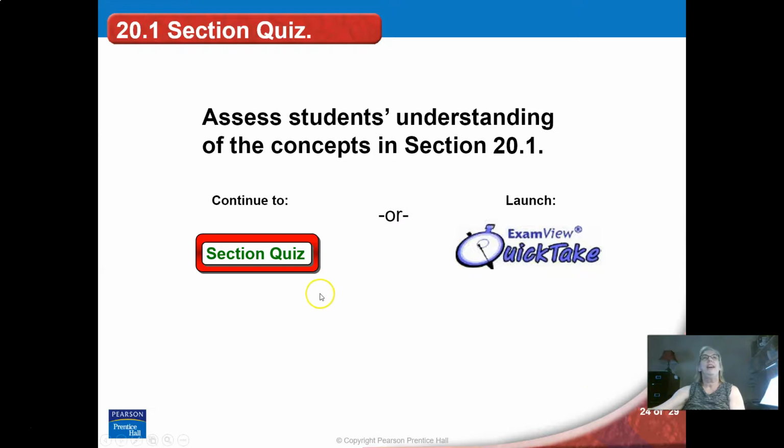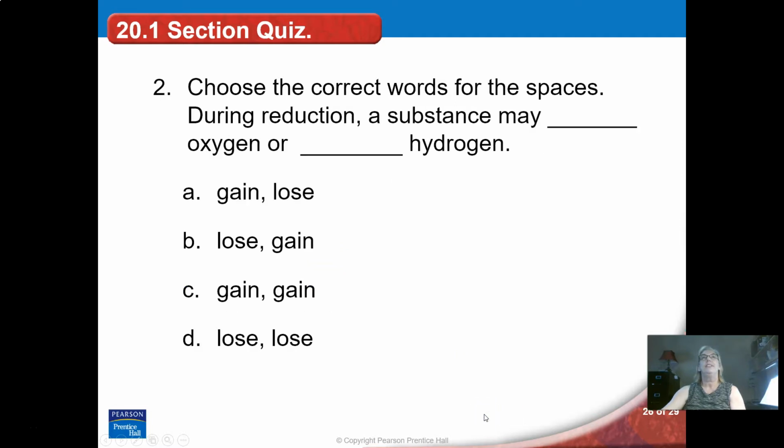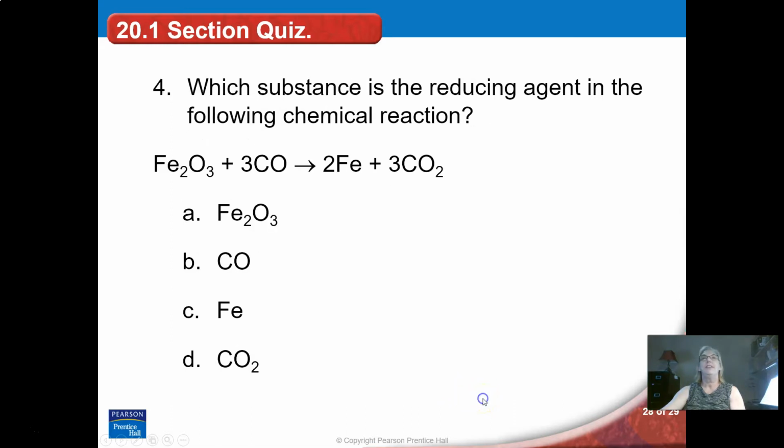So let's see what you got out of this section. Choose the right words, and pause me if you need to, and let's see if you can figure this out. Okay, so the answer is that. Next question. During reduction, what's happening? So there you go for that one. The element that donates electrons, this one I'm not so concerned about, so I'm just going to move on. But this one you probably need to pause me and figure out who is becoming oxidized, and that would be a reducing agent.